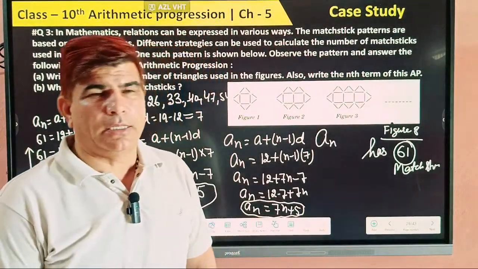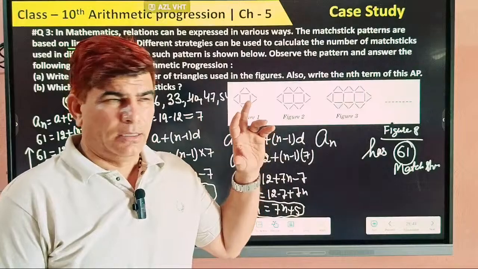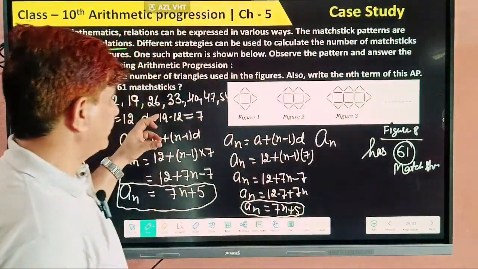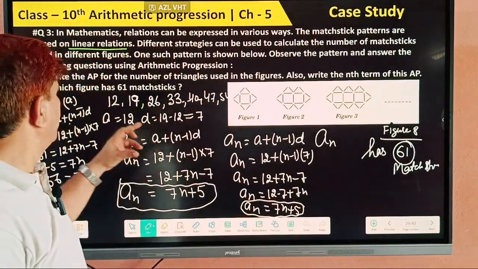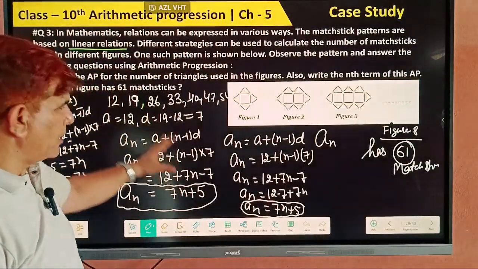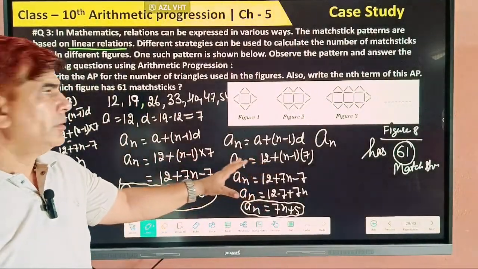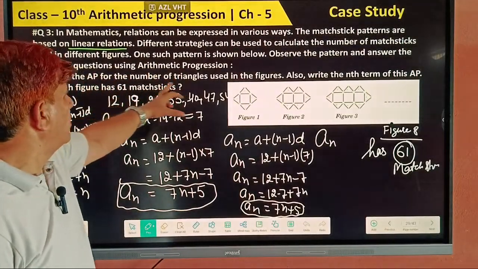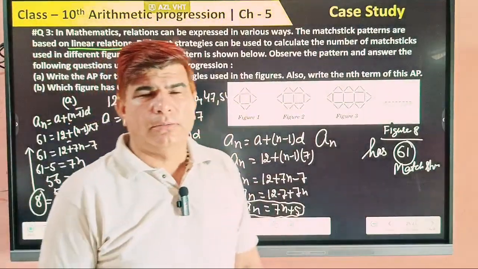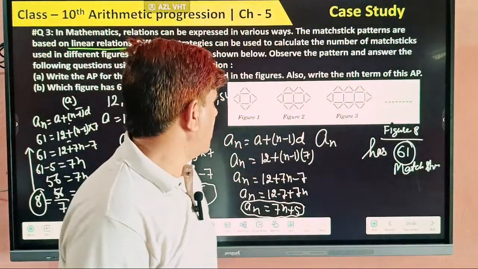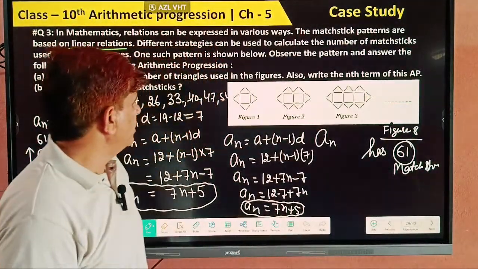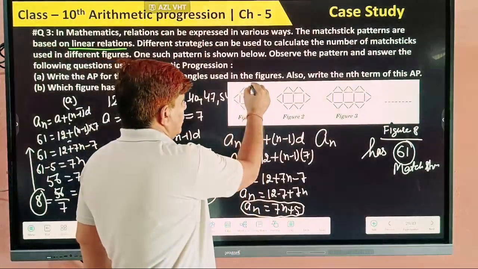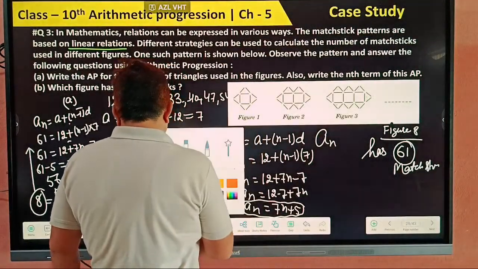Today again we will discuss, we have discussed yesterday three case studies. So the last case study is this. According to me, some change in this question is also right, no problem about that. But here the question is written: in arithmetic progression, write the AP for the number of triangles used in the figure. So that's a doubt in my mind. That's also an AP. So how many triangles? Here 4 triangles. That's not wrong.